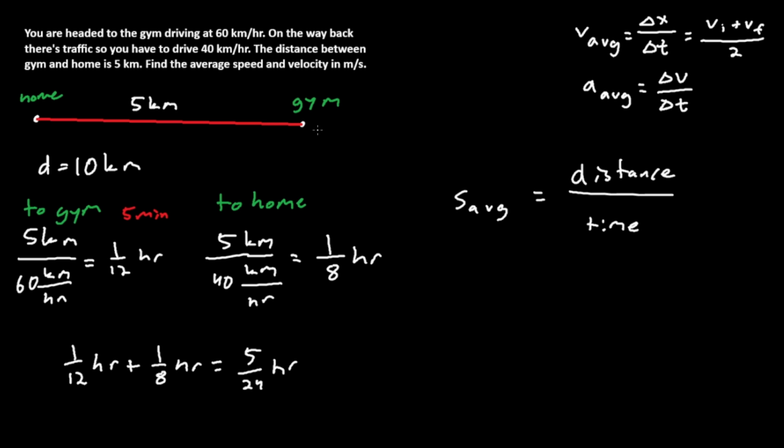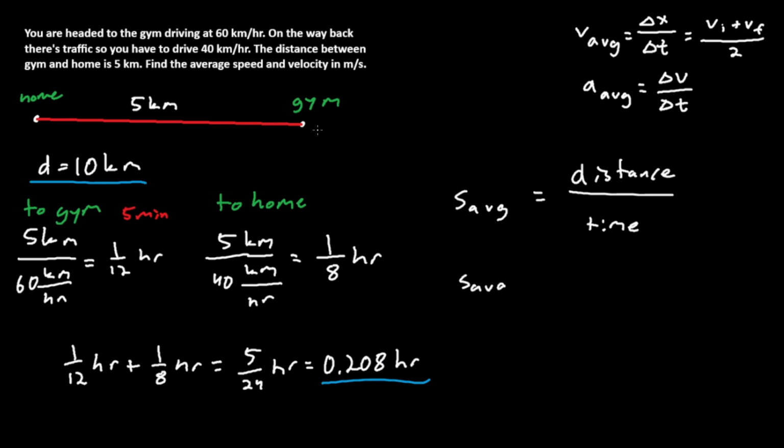And if you just type that into the calculator, 5 divided by 24 is approximately 0.208 hours. So you have your time and you have your distance. So you can solve for the average speed now.